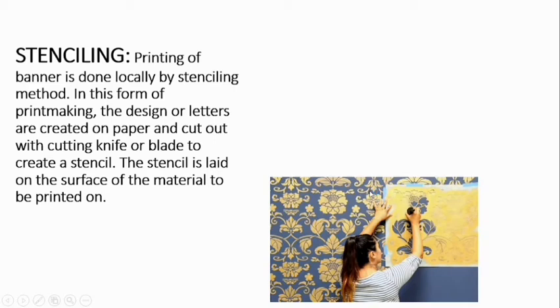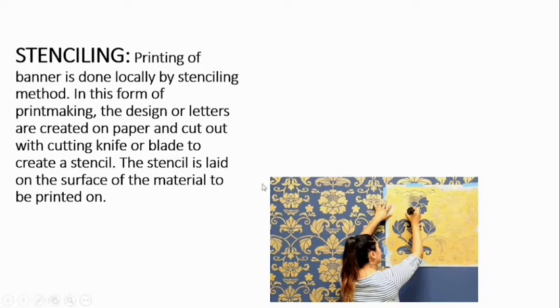This one is commonly practiced in our environment. Stenciling. Printing of banner is done locally by stenciling method. It is the form of printmaking. The design or letters are created on paper and cut out with cutting knife or blade to create a stencil. The stencil is laid on the surface of the material to be printed upon.